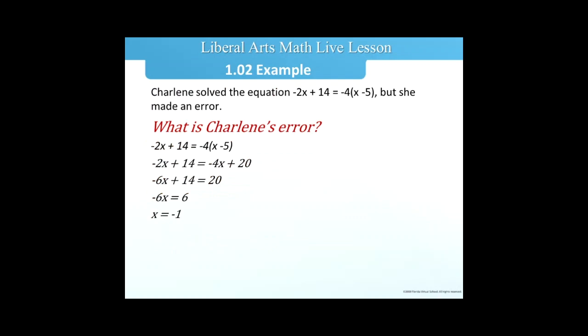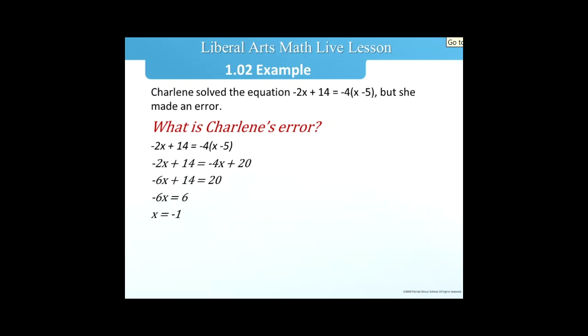1.02, we're dealing with equations. Here we have an example. Charlene solved the equation negative 2x plus 14 equal negative 4 times x minus 5, but she made an error. So these are all the steps that Charlene completed. And within her steps, she made a mistake. In order to find that mistake, it would help you to go through the steps one by one.